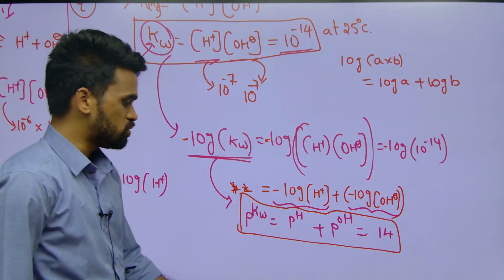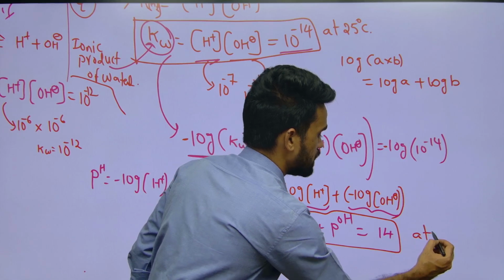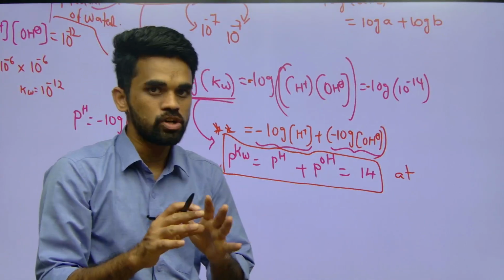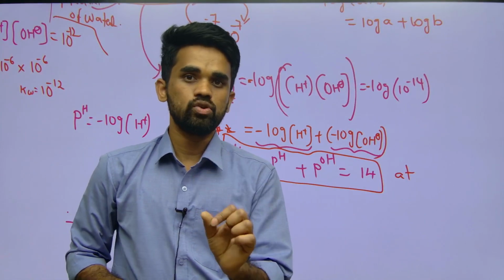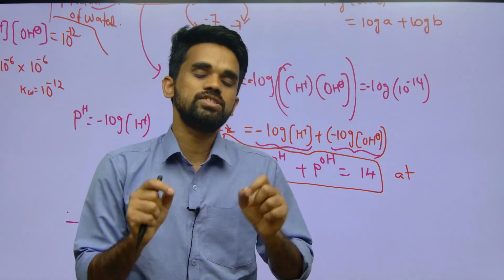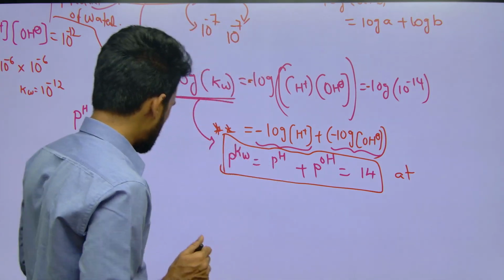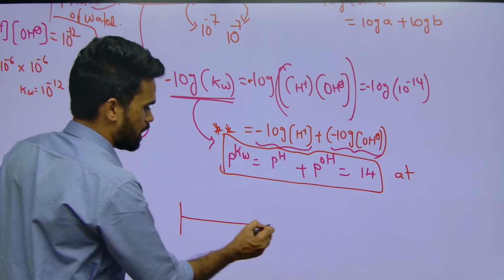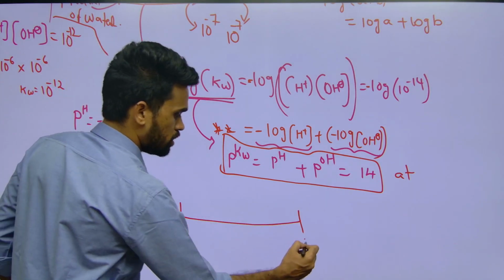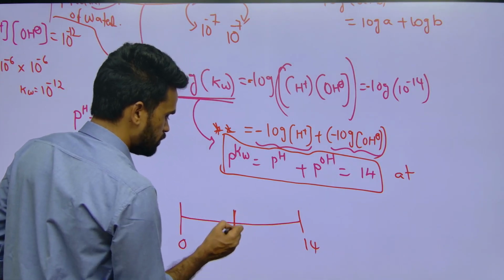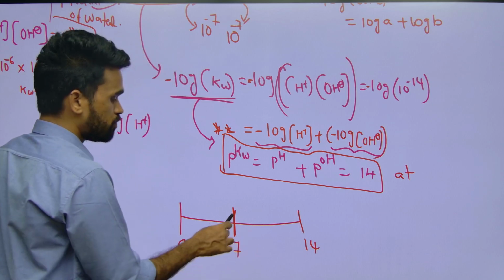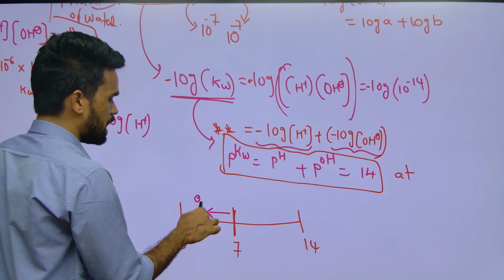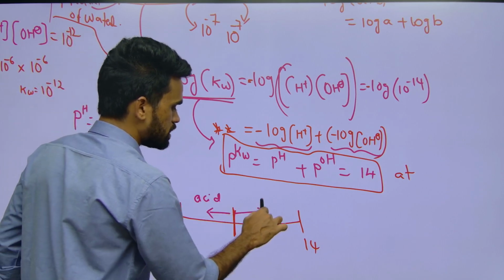Okay, so that's at 25 degrees Celsius on the pH scale. If we observe the pH scale, I hope you all have seen the pH scale, at least in the textbook. So how is it represented? It will be generally given as 0 to 14, and in between, the middle number is 7. If it is below 7 you say acidic, above 7 you say basic.